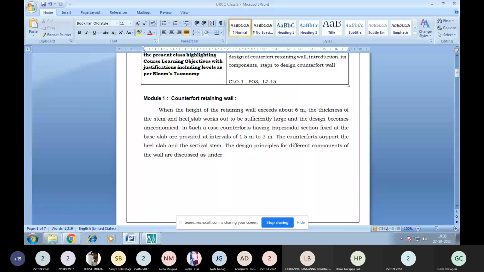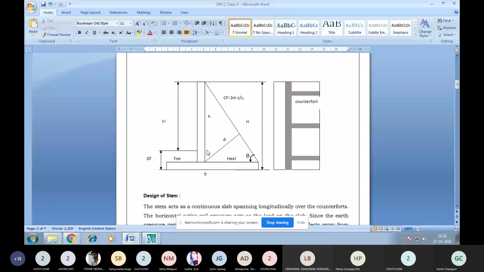So I have shown the counterfort here. This is the stem part, heel slab, toe slab. This is the backfill height, what is given as H1. Then the depth of foundation. So the total height will be H1 plus the depth of foundation, and we get the total height of backfill. This H will be the height of the stem after deducting the slab thickness. We can see the same in the plan. This is the toe. This is the heel. This is the stem. These horizontal members given at regular intervals are counterforts. So this acts as a support for the stem.